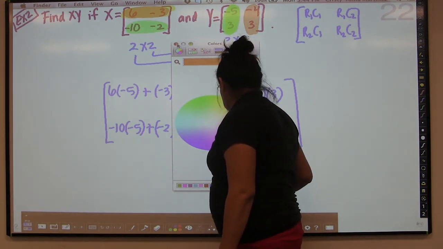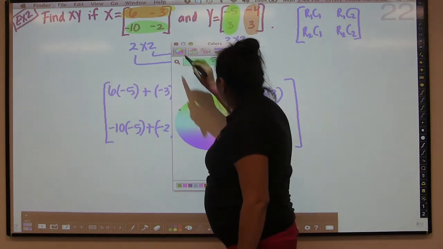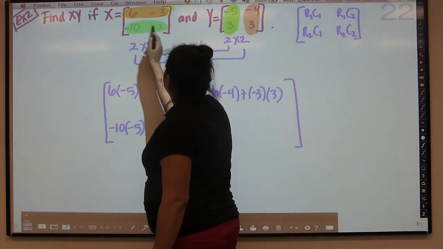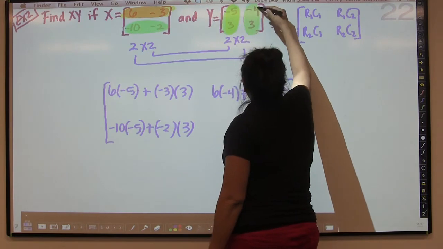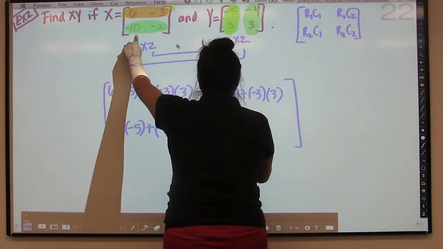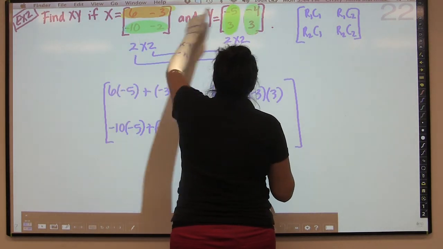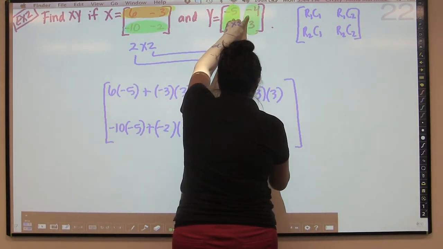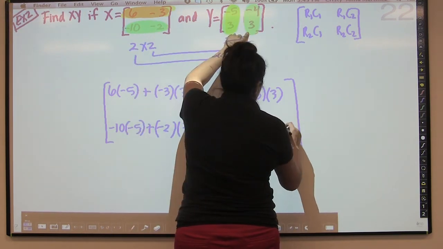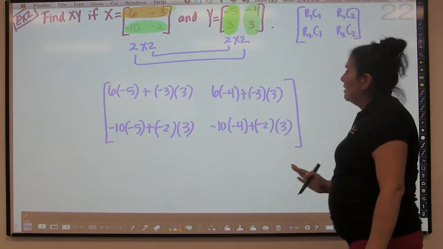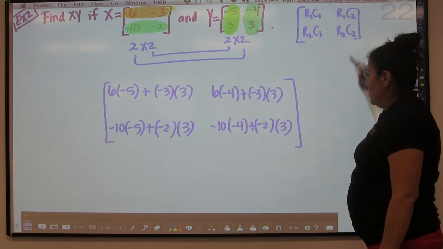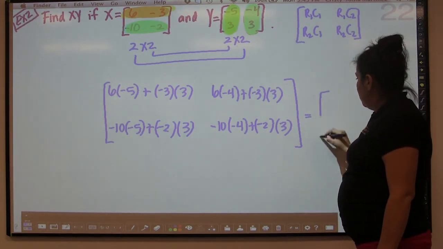Okay, and then the last one, trying to get a different color here. The last one is for me to go row 2, which is still right here, row 2, but column 2. Okay? So row 2 is -10, and column 2 is -4. And then we're going to take row 2, -2, times 3 from column 2. All right? So that's how you do that. So it's very helpful for you to write this out at the beginning so you have a roadmap of where you're supposed to go. So now all I have to do is just calculate the answers.